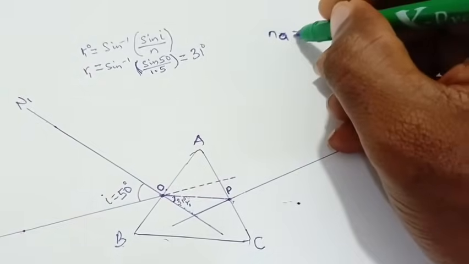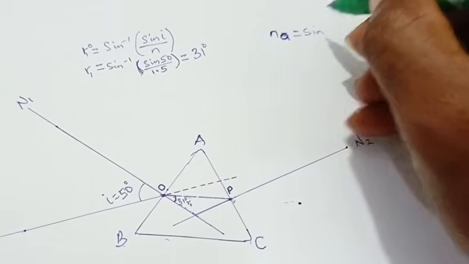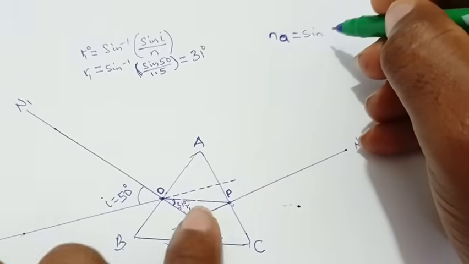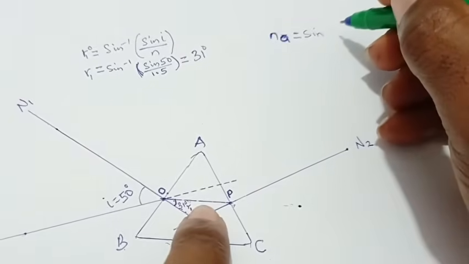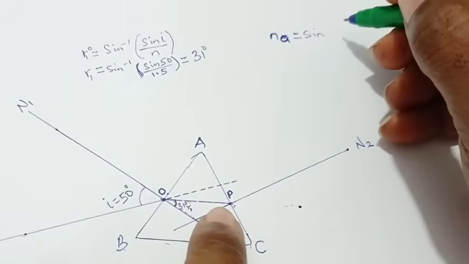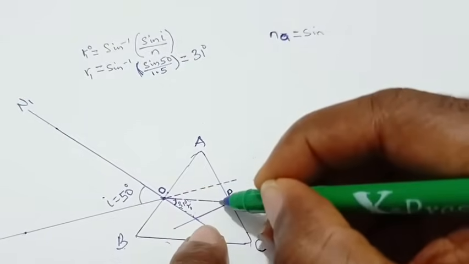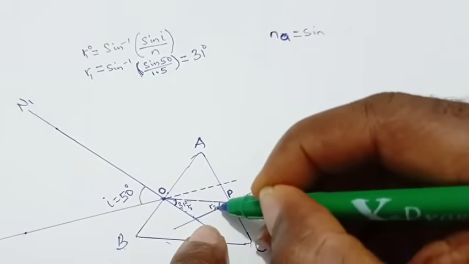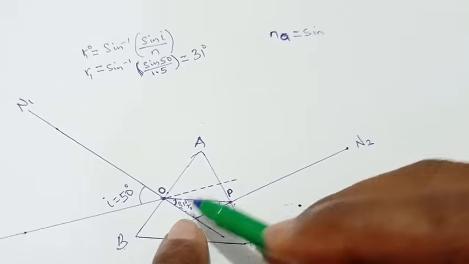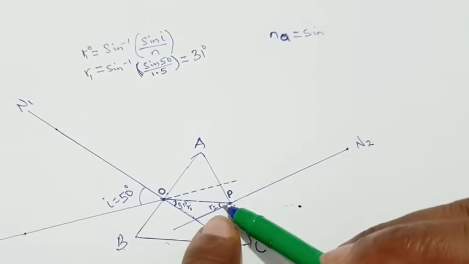So I'll use Snell's law, which is sine of angle of incidence. And I told you that the angle of incidence here will now be this refracted ray angle. We're going to call that angle here R2. Remember, I'm using this as R1. So let me call this as R2.